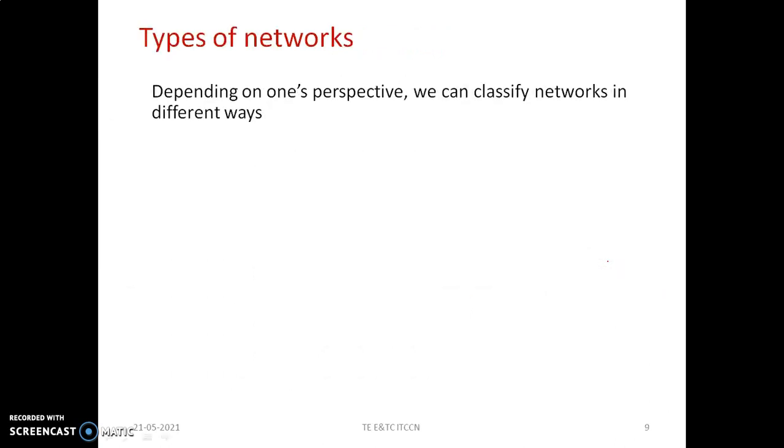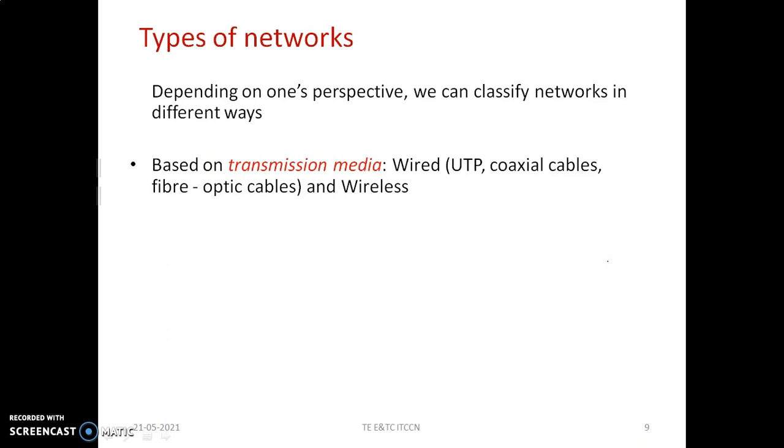Now what are the different types of networks? Depending upon one's perspective, we can classify networks in different ways. There is no single method using which we can classify the networks. Take the example of classifying based upon what communication link is there, that is, the transmission media. Wired and wireless transmission media can be there.